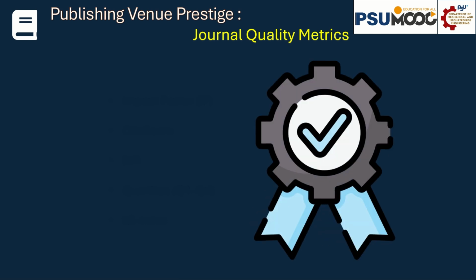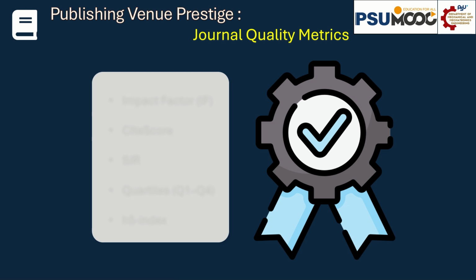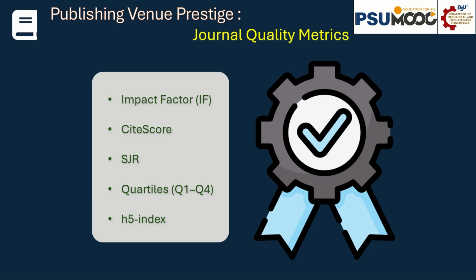When it comes to the quality of the publishing venue, there are several key metrics used to evaluate journals. We will walk through the 5 major ones: impact factor, CiteScore, SJR, quartiles Q1 through Q4, and the H5 index. Each of these comes from a different database and calculates prestige a little bit differently, so it's important to know how to read them.